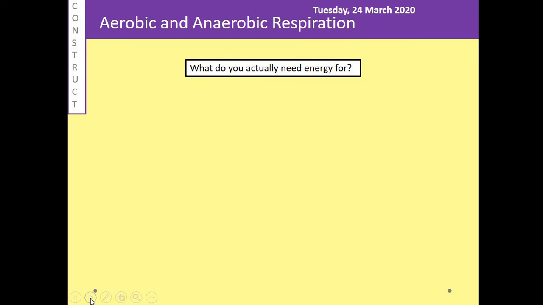So you would have made some notes already about what we actually need the energy for. So we go through this process of breaking down glucose to release energy. What are we using that energy for? Okay, at this point, I'd like you to pause the video and try to recall that from your notes. In a minute, you're going to make some additional notes in your book and do some drawing. You know how much I love drawing. So let's pause the video now and see if we can recall what the energy is used for.